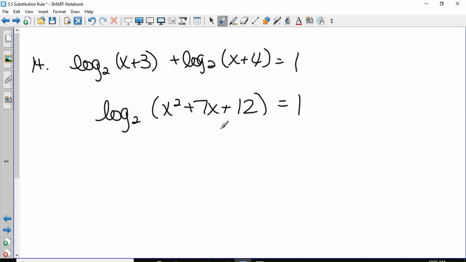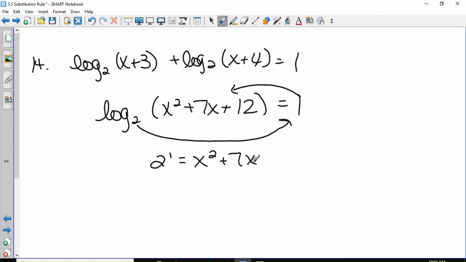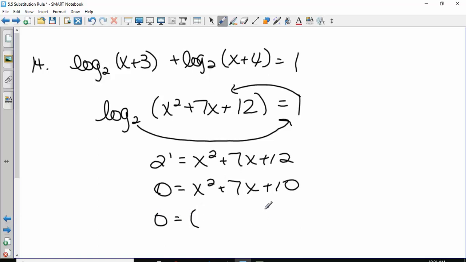If you have a log on one side, what do we do? Change it to exponential. Okay, 2 to the first is just 2, so we can subtract that over. Bam. So then we can factor. What multiplies to 10 and adds to 7? 5 and 2.